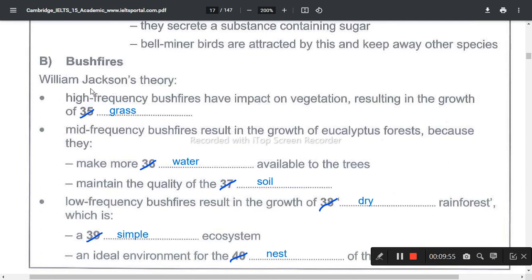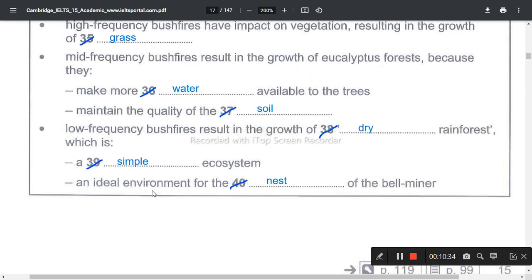Bushfires. William Jackson's theory. High frequency bushfires have impact on vegetation, resulting in the growth of grass. Mid-frequency bushfires result in the growth of eucalyptus forests because they make more water available to the trees and maintain the quality of the soil. Low-frequency bushfires result in the growth of dry rainforest, which is a simple ecosystem, an ideal environment for the nest of the bell miner.